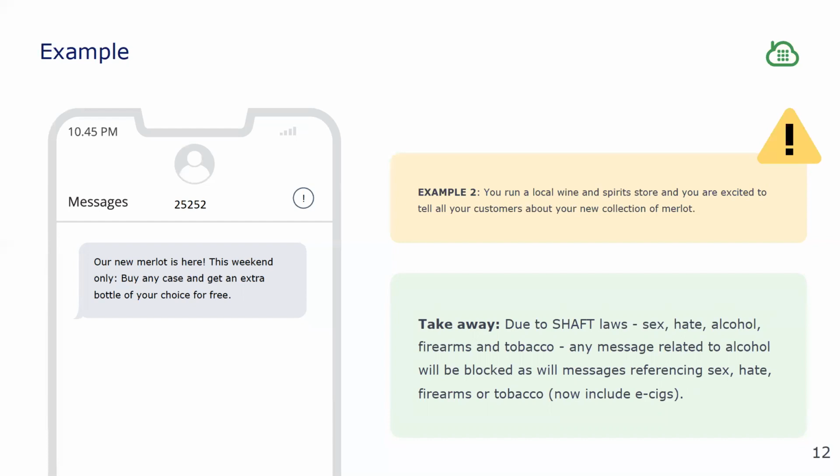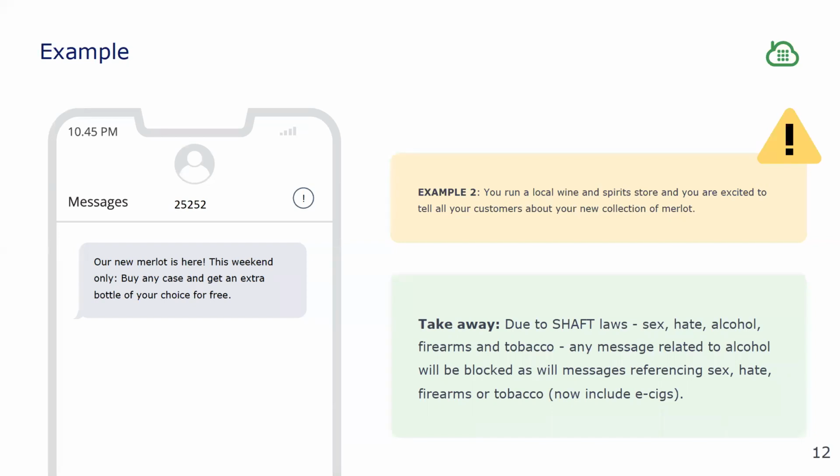Now, according to the CTIA, it is prohibited to send any message that promotes SHAFT. Now, if you look at this example here, I have a local wine and spirit store, and I have a new collection of Merlot. Looks like I have a short code that's been approved. I'm assuming it would be for a customer loyalty or a promotional use case. And now that I have a new collection of Merlot, I wanted to let my customers know that my collection is here, and if they come in and check it out, they get a bottle of their choice for free.